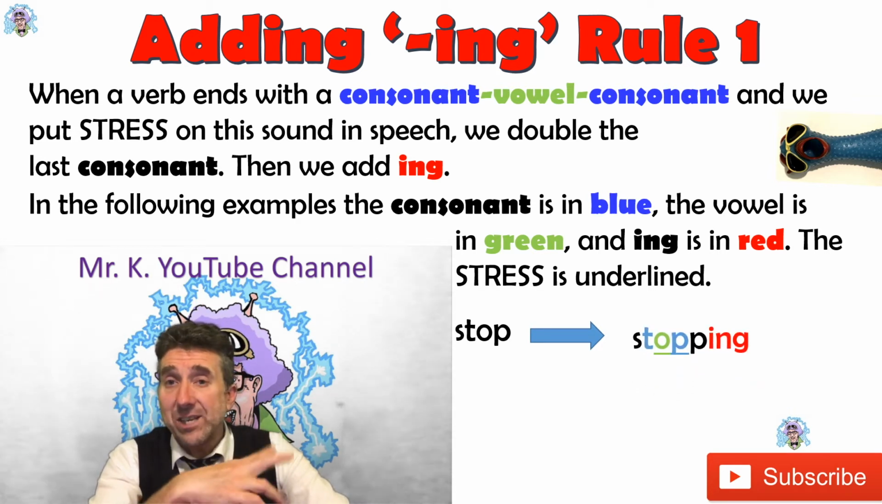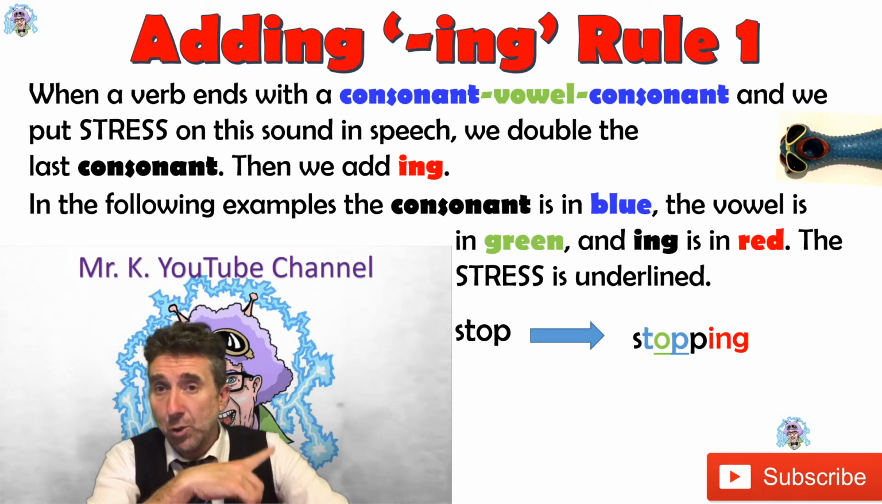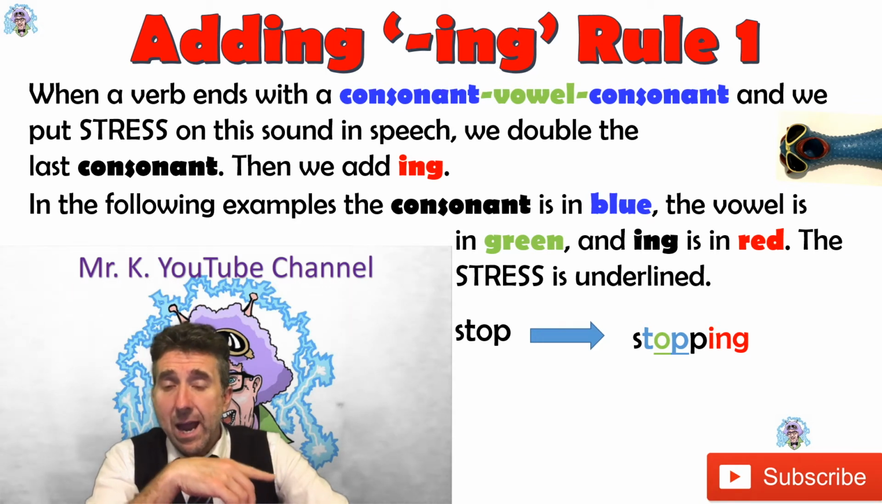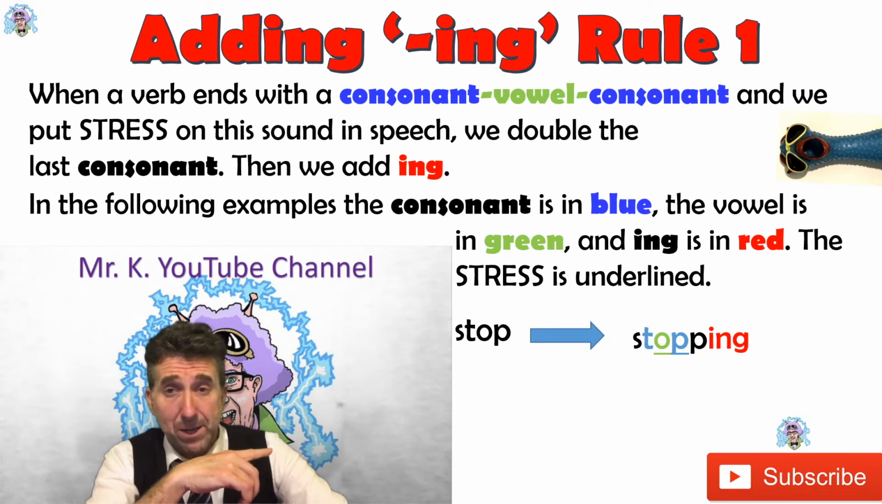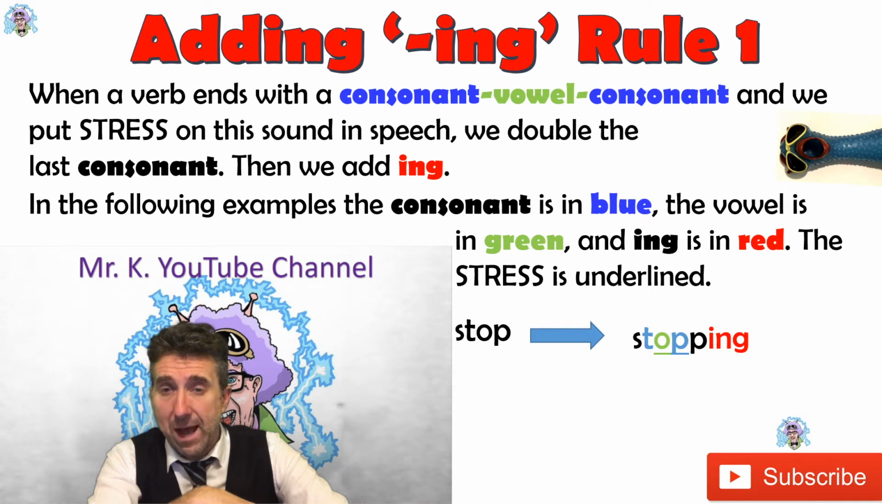And you can see I've actually coloured in the consonants blue, the vowel green, and you can see I've doubled the P and put the ing in red there. So you can easily see the different parts that are involved.